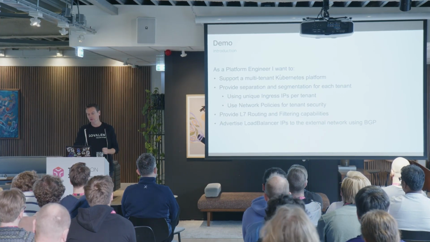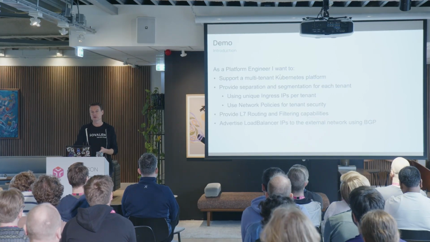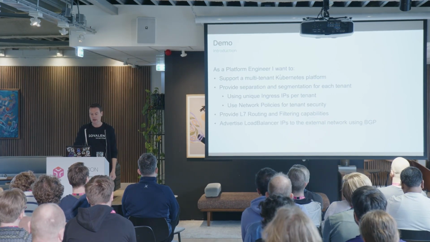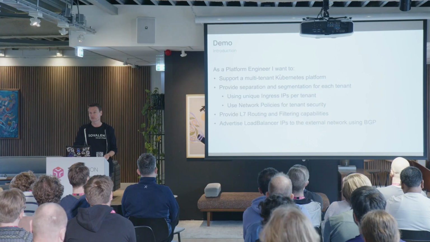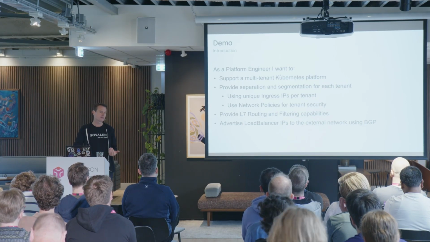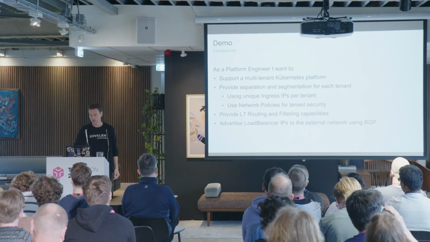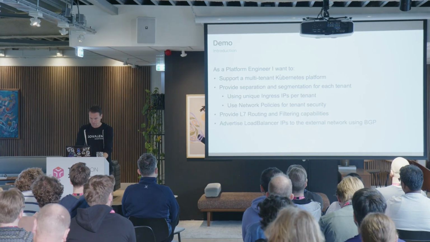I can also use network policies, obviously, to separate east-west traffic for each given service. And also want to provide layer 7 filtering and routing using Gateway API. And finally, I want to advertise these load balancer IPs through BGP to the external network automatically.